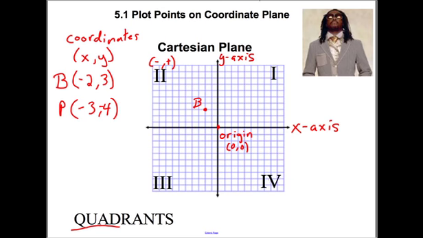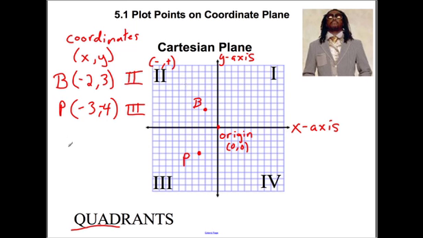So if I do something that's (-3, -4), if I go negative 1, 2, 3, and then 1, 2, 3, 4 in the negative direction, I'm down here. What quadrant does P fall in? It falls in the 3rd quadrant. So if you have a double negative, you're going to be in the 3rd quadrant. B fell in what quadrant? Sure, it's in the 2nd quadrant.